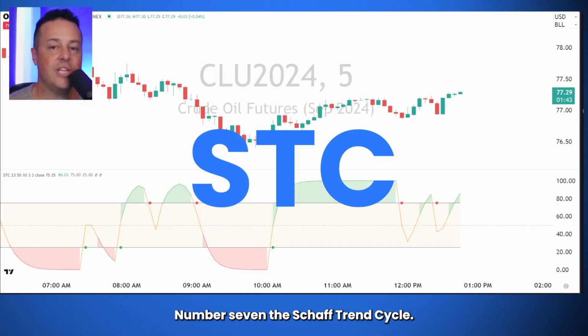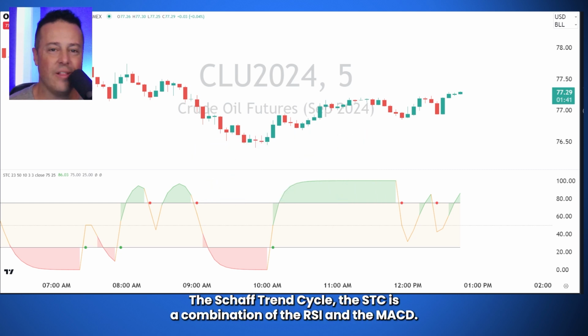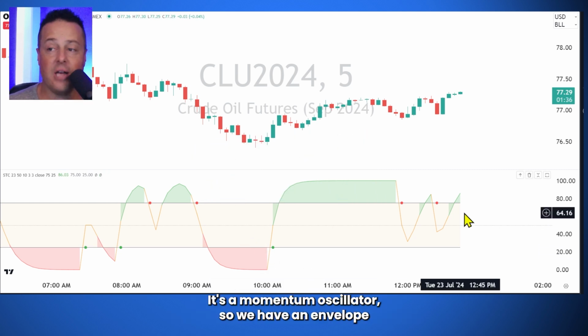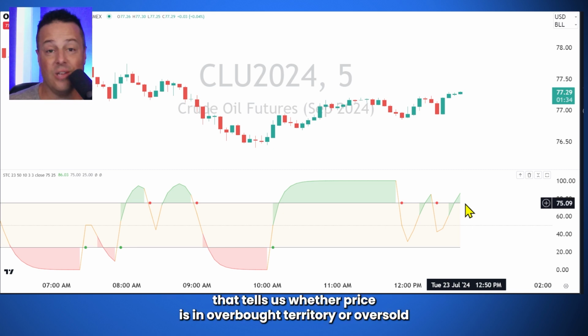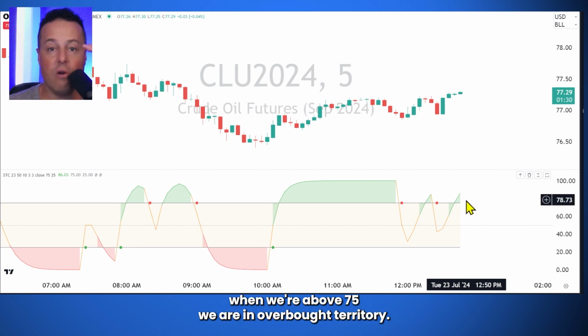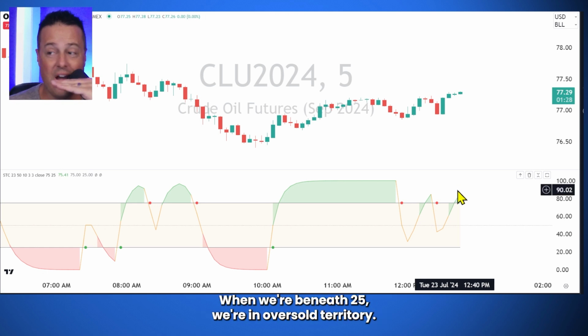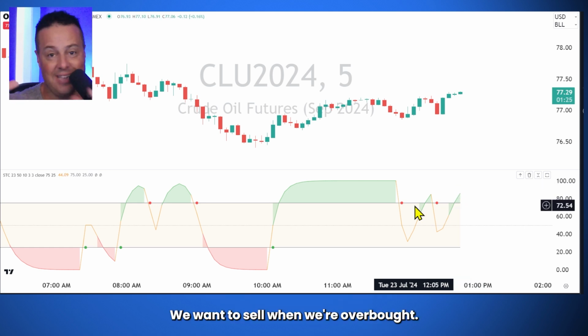Number 7, the Schaff Trend Cycle. The Schaff Trend Cycle, the STC, is a combination of the RSI and the MACD. It's a momentum oscillator, so we have an envelope that tells us whether price is in overbought territory or oversold. When we're above 75, we're in overbought territory. When we're beneath 25, we're in oversold territory. We want to sell when we're overbought. We want to buy when we're oversold.